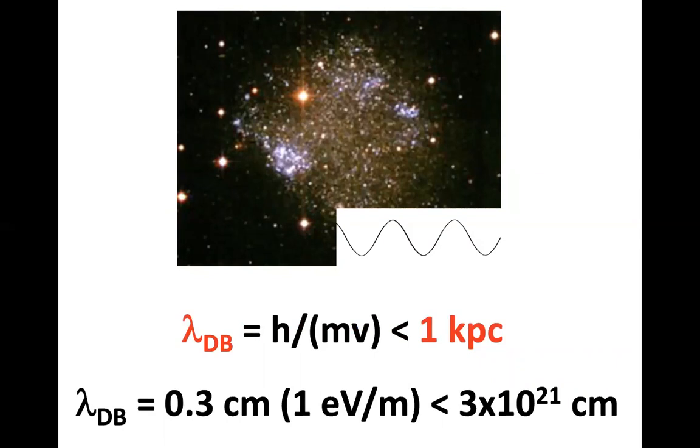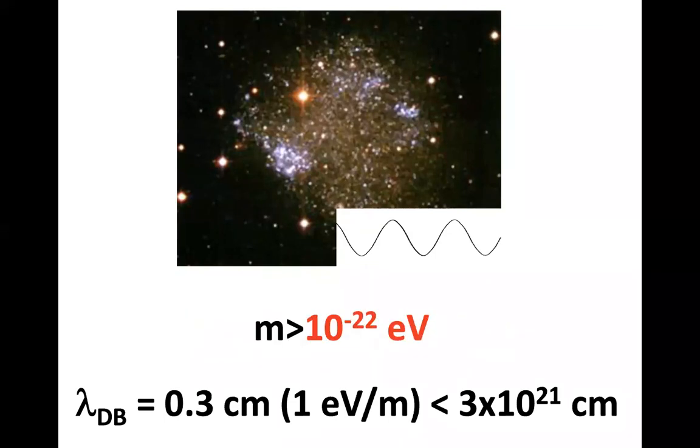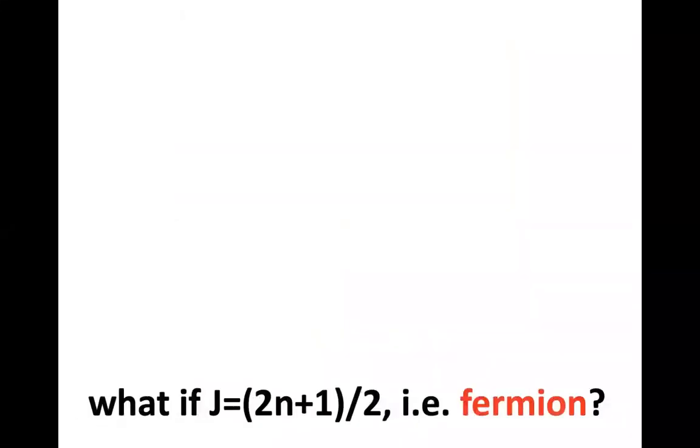Now, if you write the de Broglie wavelength in units of the dark matter particle mass, and you use the typical velocity dispersion of a dwarf galaxy, what you get is that the mass of the dark matter has to be greater than 10 to the negative 22 electron volts. Now, that's a very, very small number.